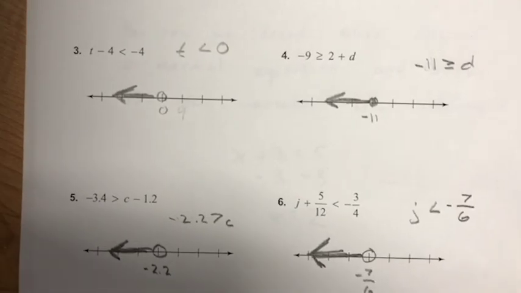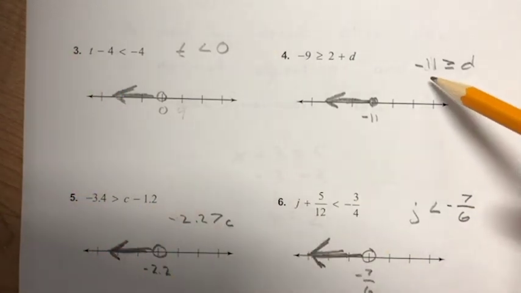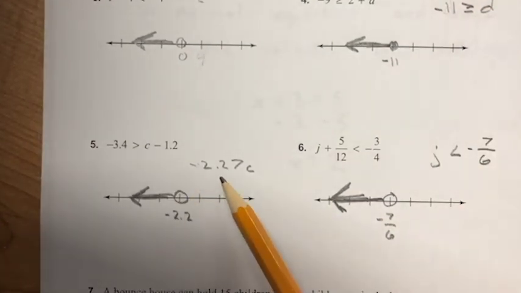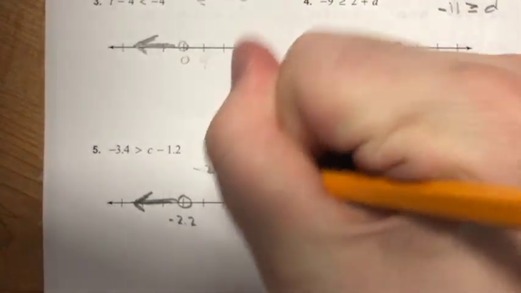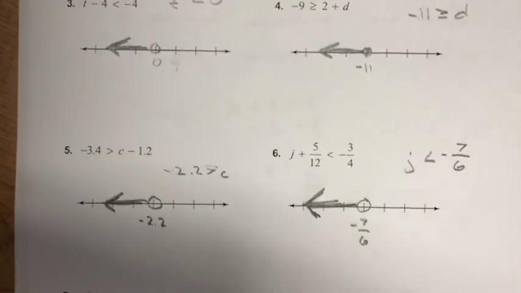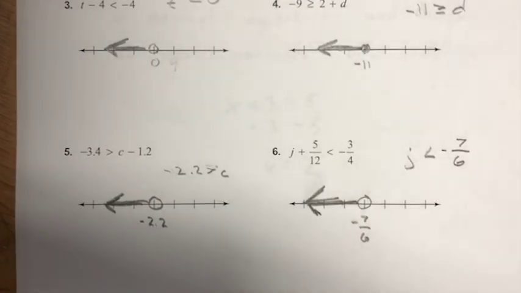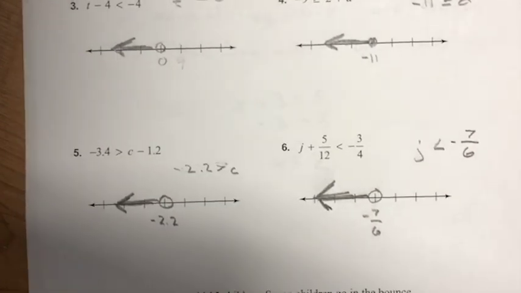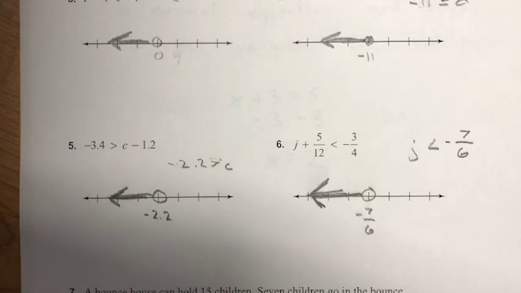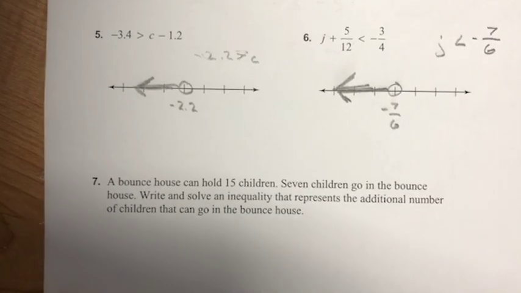All right, so what you should have gotten for number 3 is t is less than 0. The next one you would have gotten negative 11 is greater than or equal to d. The next one you would have gotten negative 2.2 is greater than c. Let's rewrite that: greater than c. And then lastly, you would have gotten j is less than negative 7.6. So again, this should not be that difficult. You've got your calculator to help you out with the fractions and decimals. Let's just look at number 7 before I let you be.